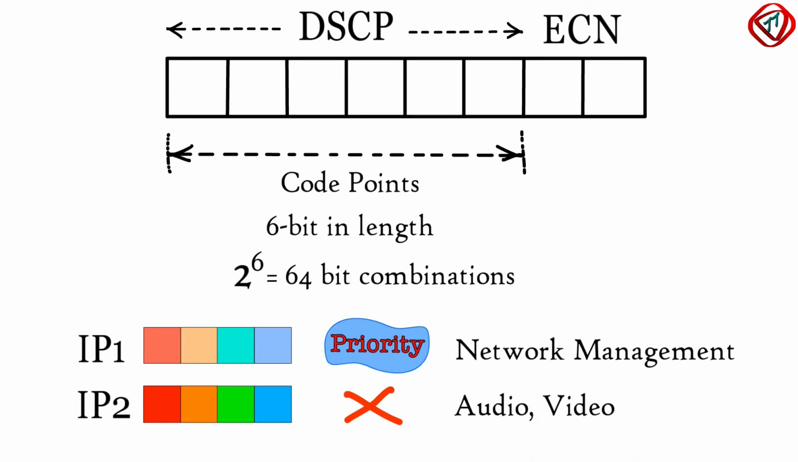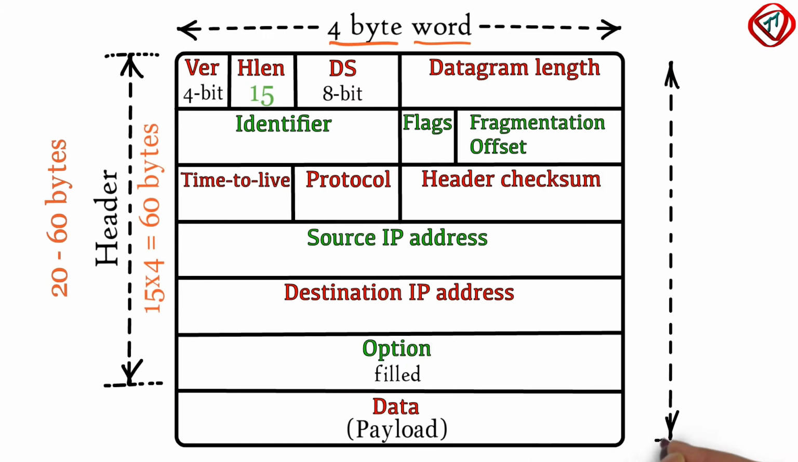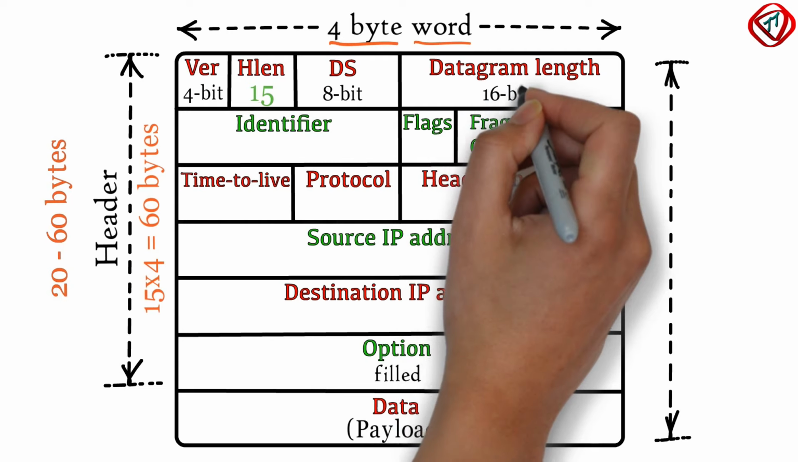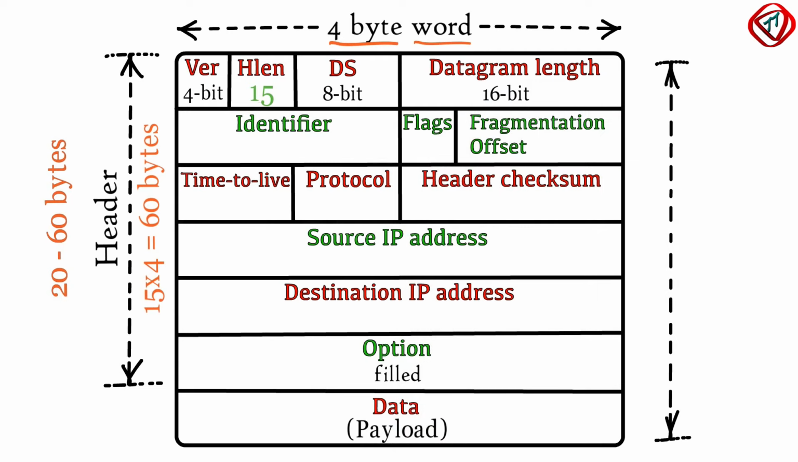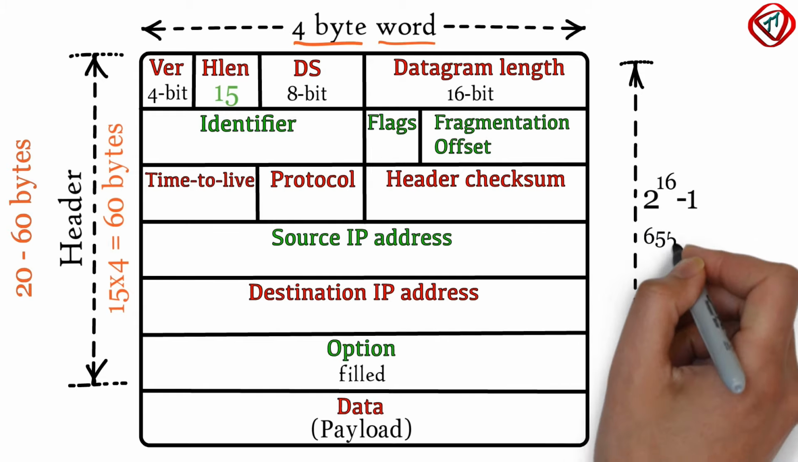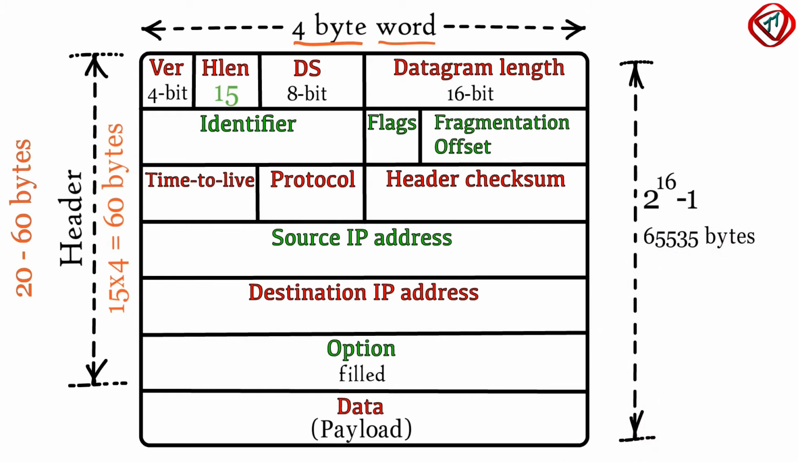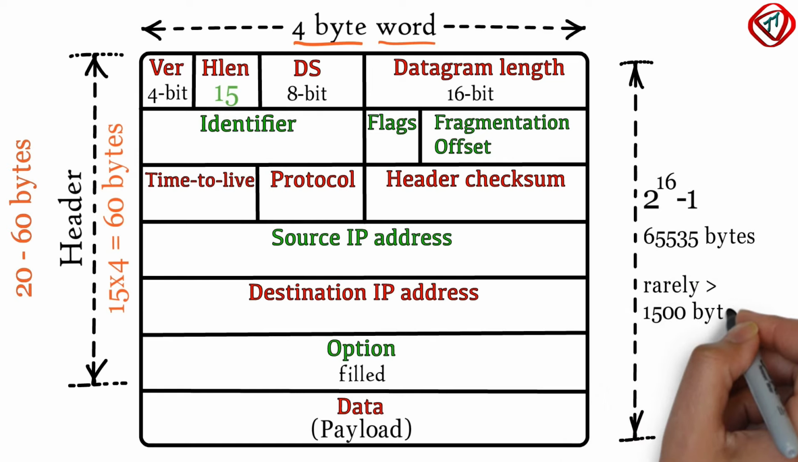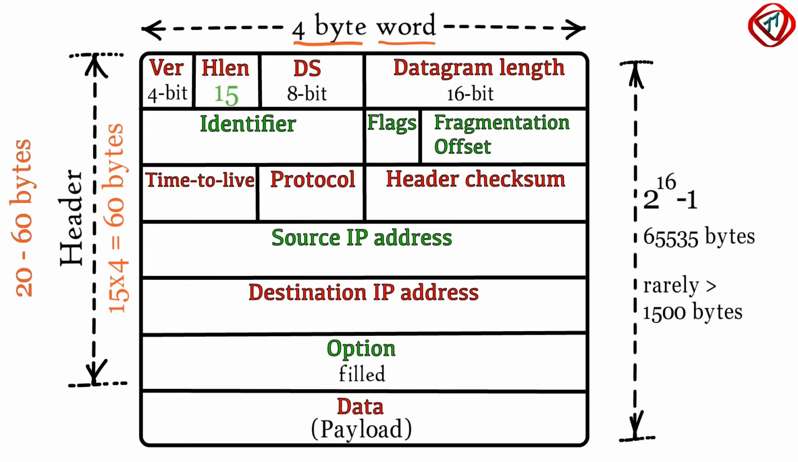Datagram length tells the total length of the IP datagram, that is header plus data. Since it is 16 bits in length, theoretically the maximum length of the datagram is 2^16 minus 1 or 65535 bytes. However, it is rarely larger than 1500 bytes, which allows the IP datagram to fit in the payload section of the Ethernet frame. The size of the payload field in the Ethernet frame varies from 46 to 1500 bytes.